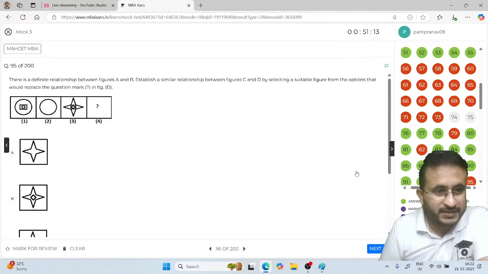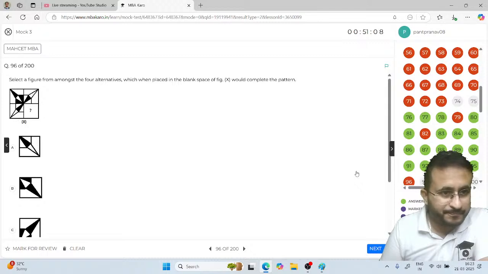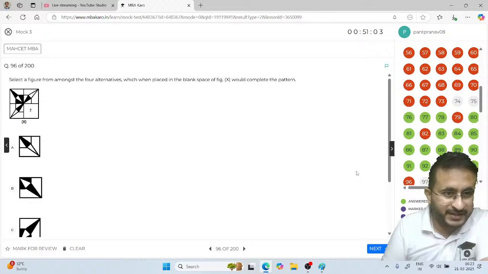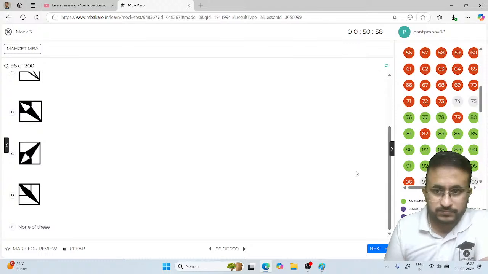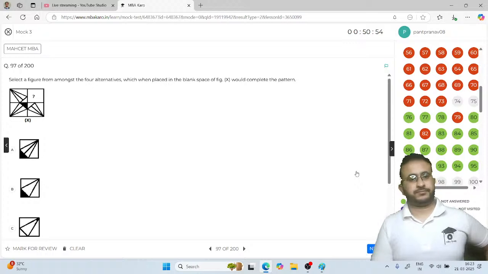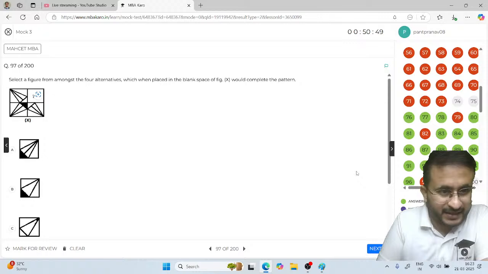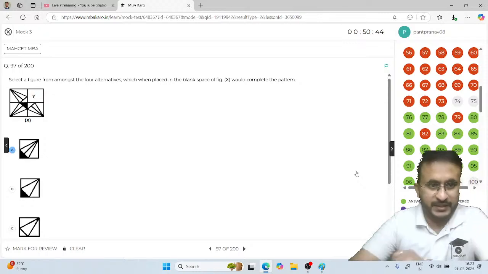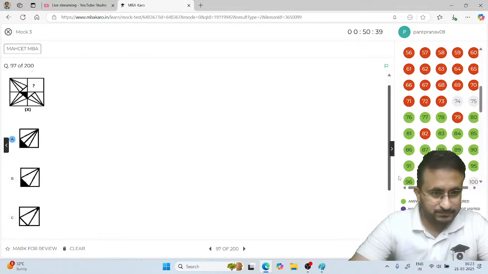So everything vanishes, everything will vanish inside. White towards the center, white, बाहर की तरफ black होना चाहिए, which is present in this option. Here we should have a black triangle, and triangle will be split into two parts, which is an option A looks fine. At the center, we will have a black triangle.